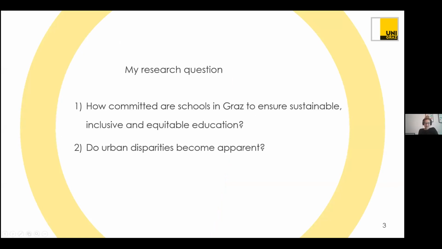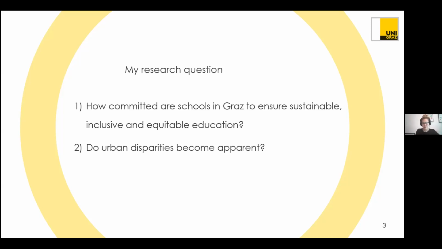So for me, it became important to find out to what extent the SDGs are implemented in the schools of Graz. Graz is the second biggest city in Austria, so it's also quite representative for bigger cities in Austria. I wanted to find out the state of implementation through analyzing the online self-representation of schools, so the school homepages. Then I wanted to find out how committed schools in Graz are to ensure sustainable, inclusive and equitable education.